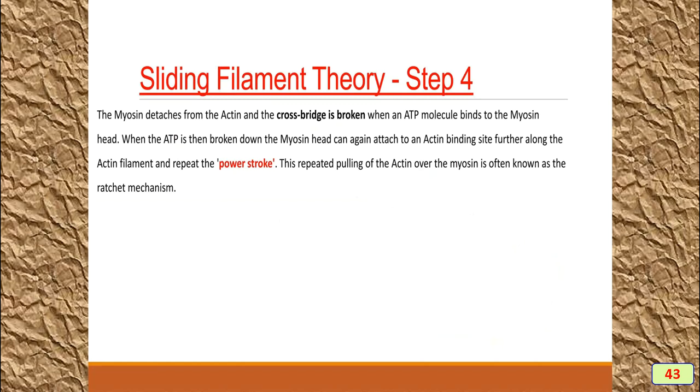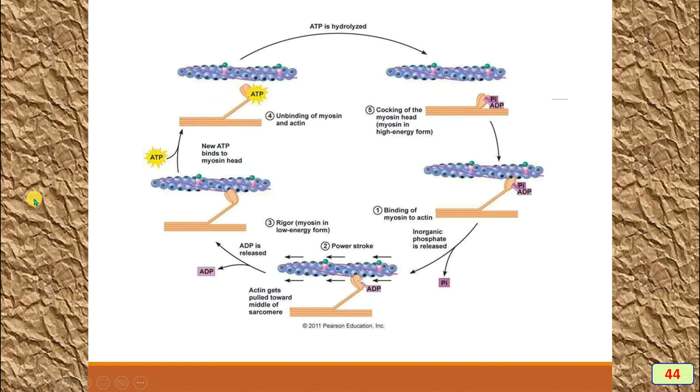So the sliding filament theory continues, like step 4, which is also called the power stroke, which is caused by the cross bridge if it is broken. Then energy is always required in the form of ATP, which is later converted. This is a cascade of events.